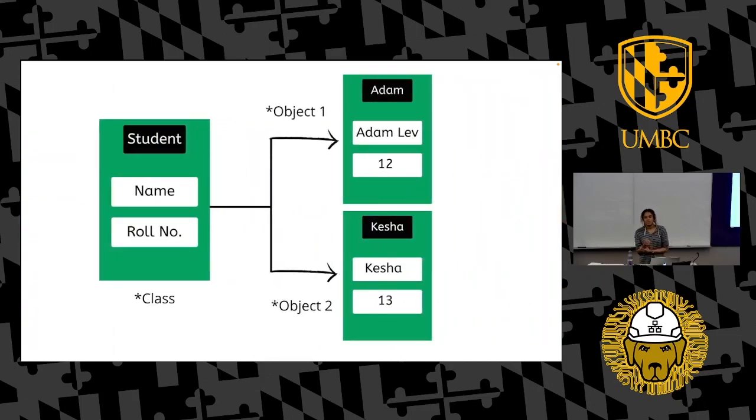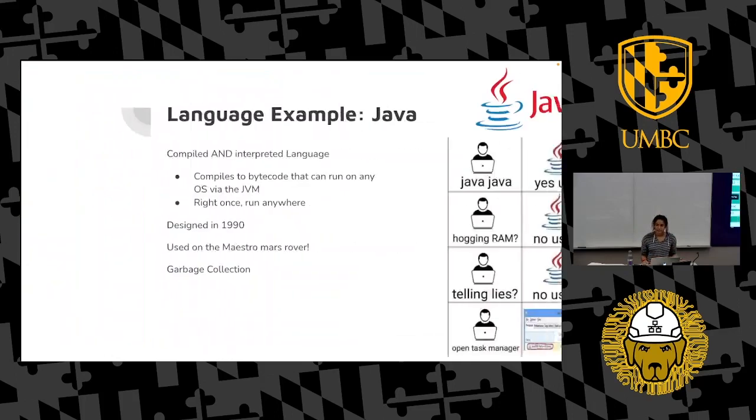This is the most common way to explain object-oriented programming: you'll have a class called student, and then your objects will be instances of that class. So Adam and Kesha will all have the data that a student class would have.